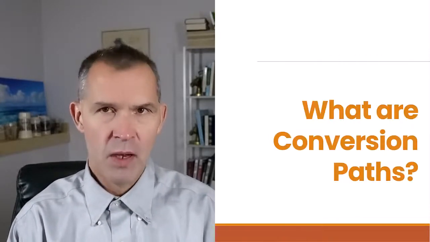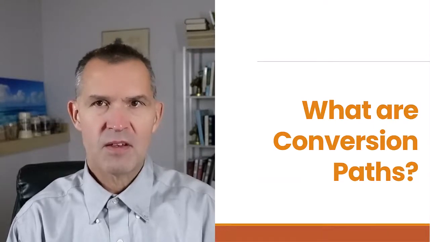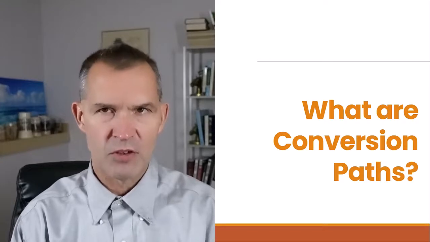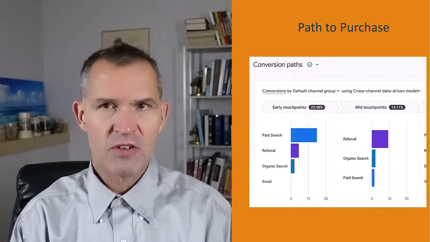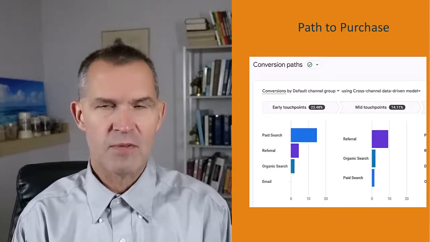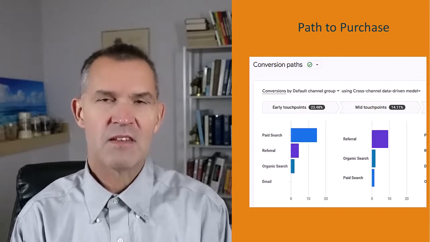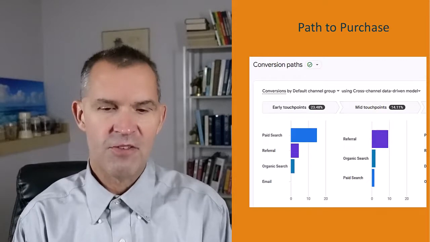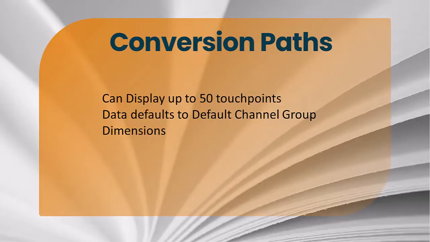Today we are going to talk about the model conversion path: what it is, where to find it, and what some of the metrics mean in the conversion. The path to purchase basically tells you what steps the consumer journey is on the path to a conversion. And again, conversions can be many different things for different websites, but conversion paths can display up to 50 touch points, and the data automatically defaults to the channel group dimensions.